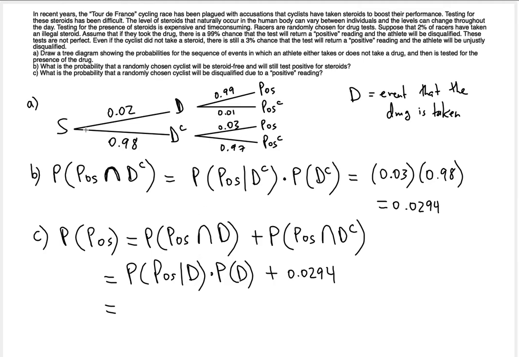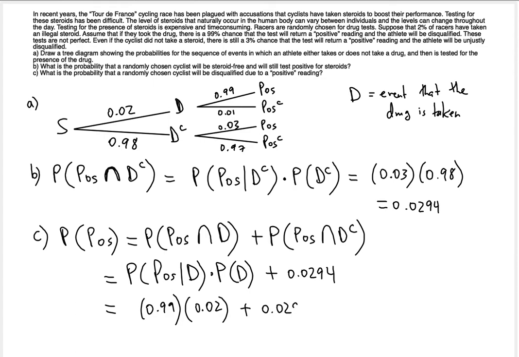So given that we went to the D, right? Given that the drug was taken, that's 0.02. What is the probability of scoring positive? If we go here, what is the probability that we're going to score positive? It's going to be this one, right? This branch, 0.99. 0.99 multiplied by the individual probability of taking the drug, which is this first upper branch, 0.02 from the starting point.